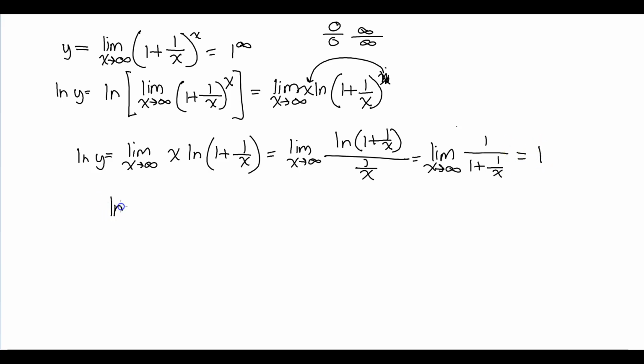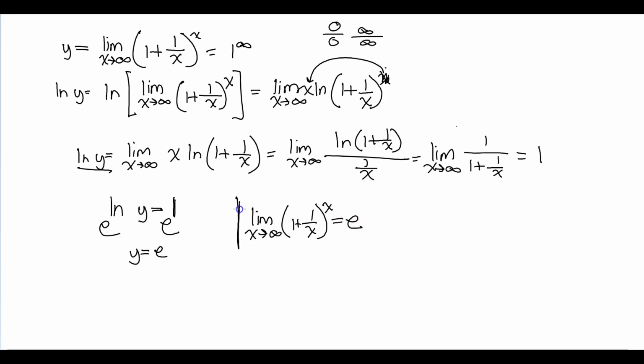But we have to remember this ln of y over here. And by taking e to both sides, you get y equals e. So this limit, we just showed the limit as x approaches infinity of 1 plus 1 over x to the x power is in fact equal to e.